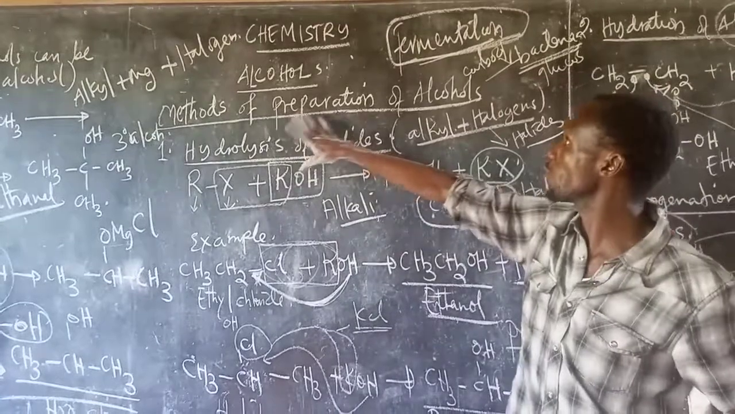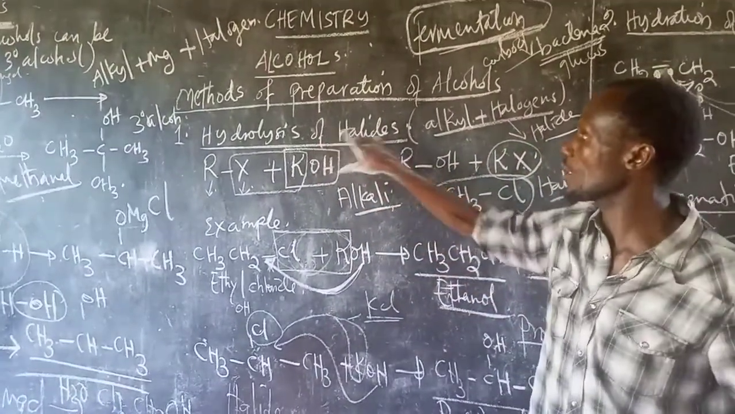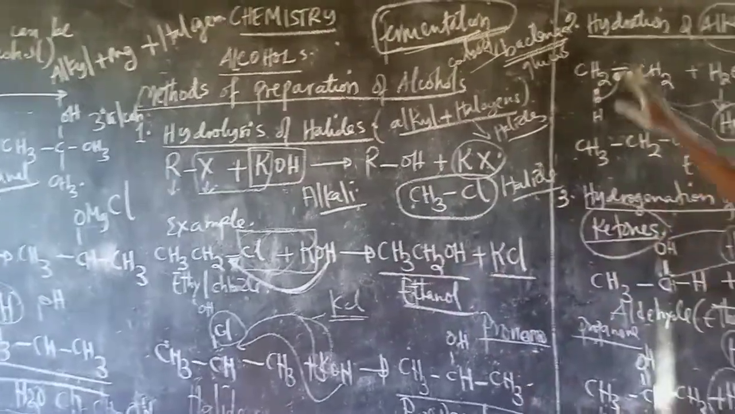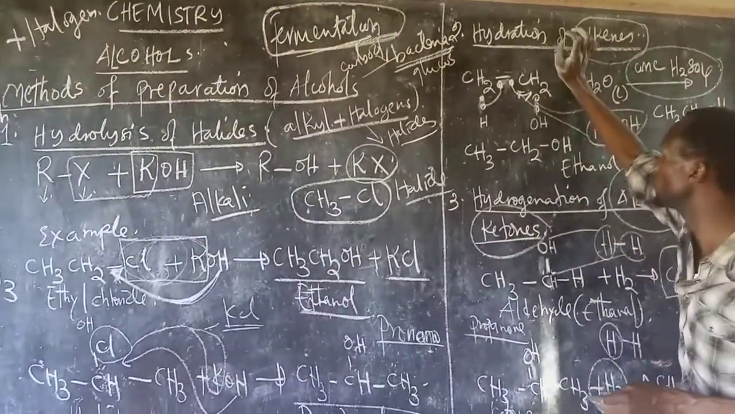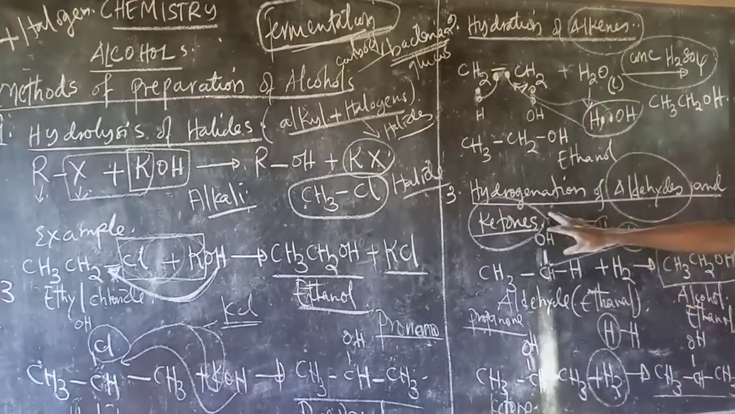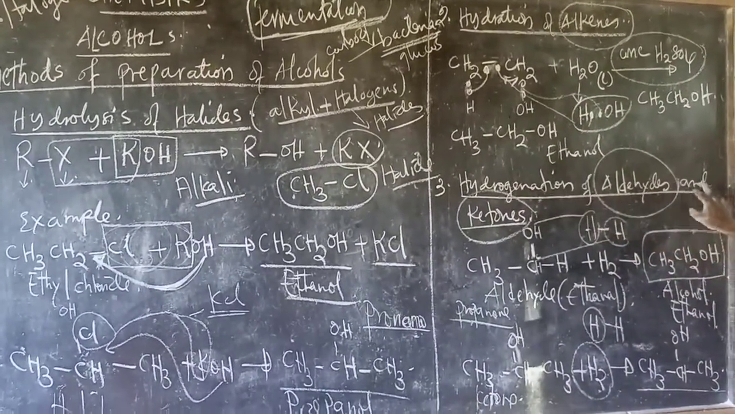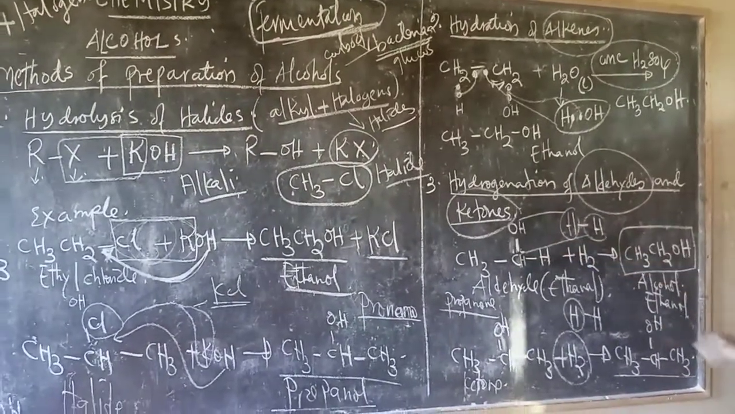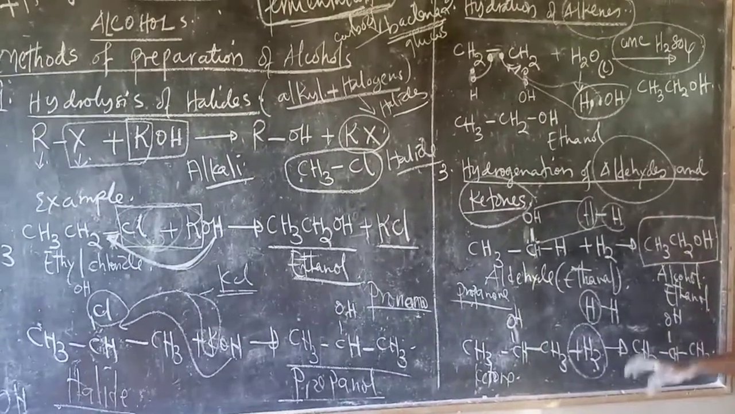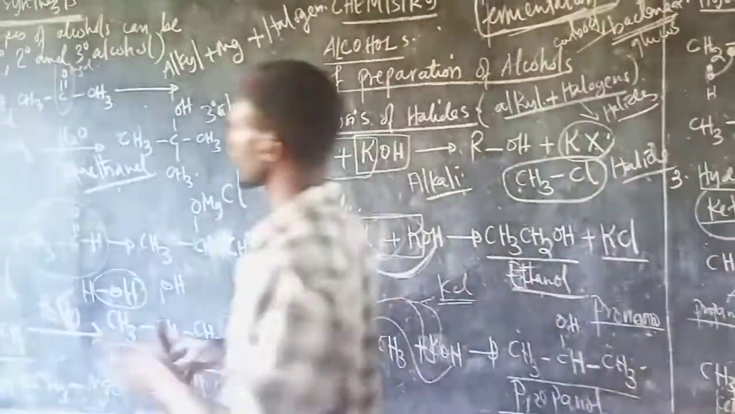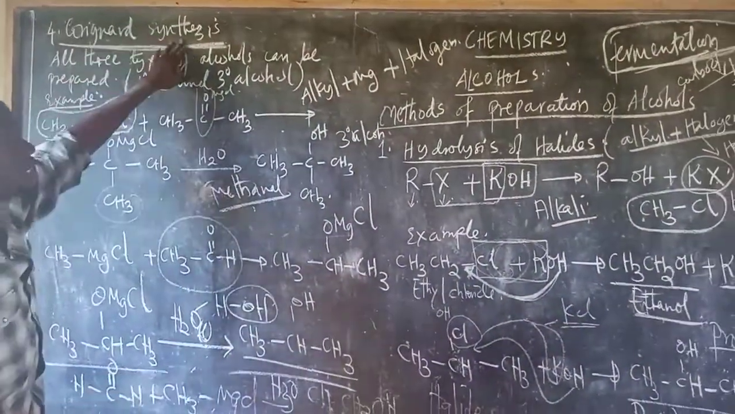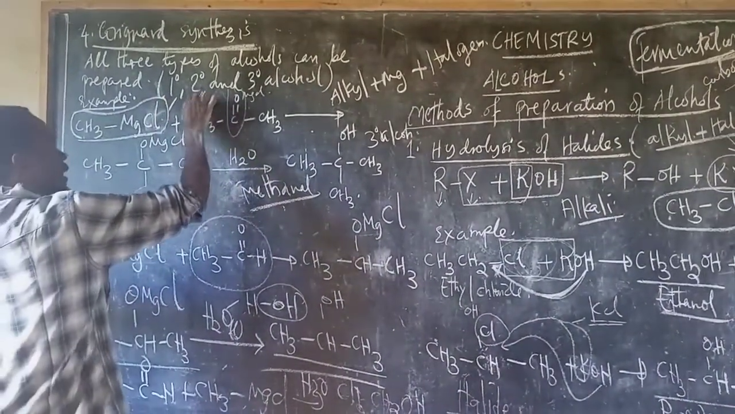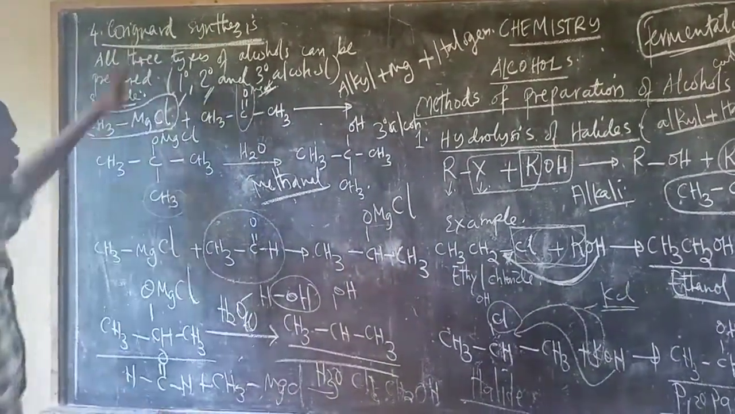Now, the methods that are used for preparation of alcohol: we have hydrolysis of halides, and the second method is hydration of alkene, that is addition of water to alkenes. The third method is hydrogenation of aldehydes and ketones, meaning addition of hydrogen to aldehydes or ketones to form primary and secondary alcohol. And the first method is Grignard reagents. Using Grignard reagent, you can prepare the primary, secondary, and tertiary alcohol.